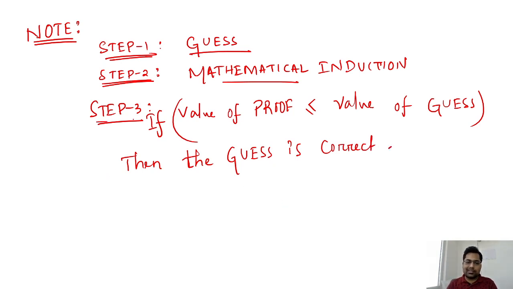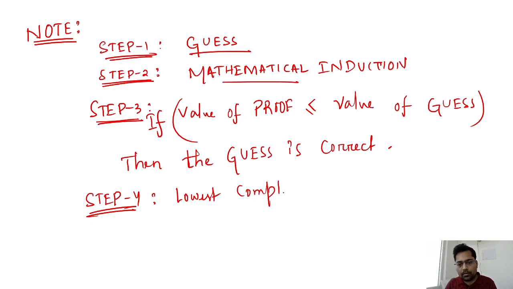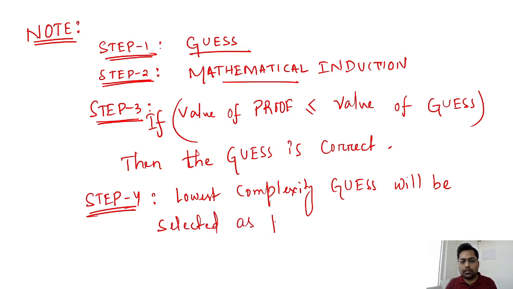But our target is not only a correct guess, our target is a proper guess. Step 4, the lowest guess, or you can say the lowest guess which we have seen earlier, the lowest complexity guess, will be selected as the perfect guess.